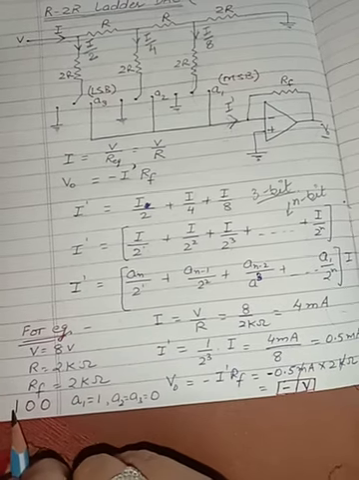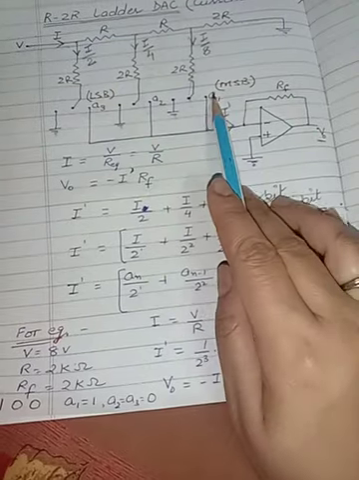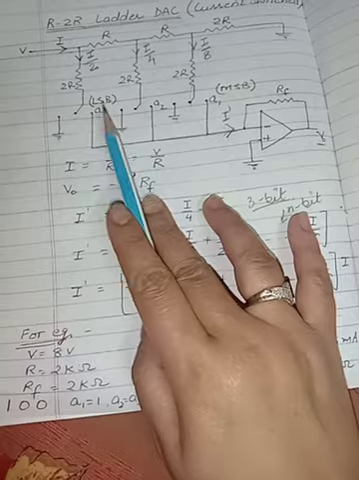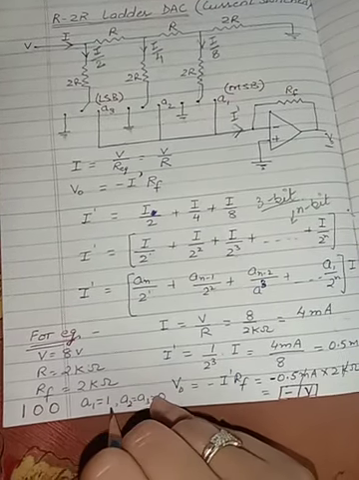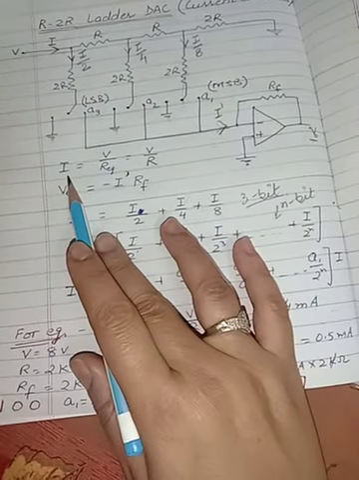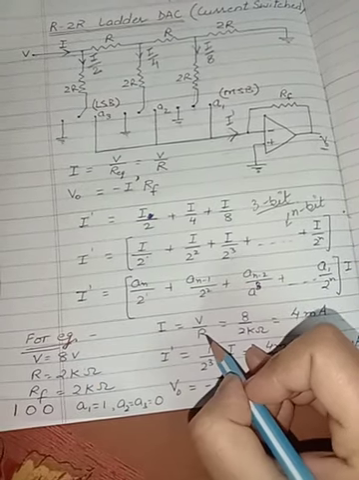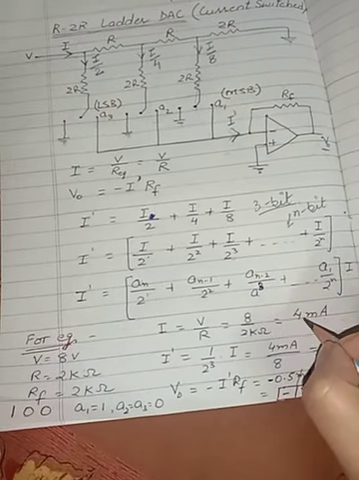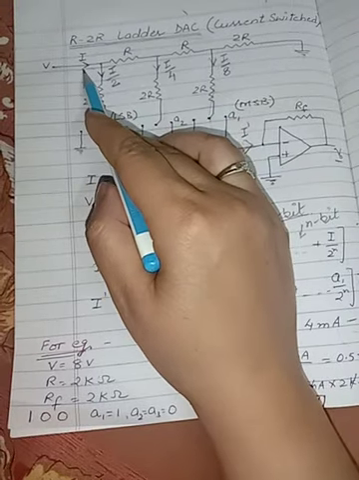If this is 100, that means A1 here, because here we are considering the MSB and here we will be taking the LSB. So the MSB over here is 1, that means A1 is equal to 1, A2 and A3 are 0. First of all, finding the current I of the circuit, that will be equal to V over R, that means 8 over 2 kilo ohms. Here we will be getting 4 milliamperes. This is the current that is entering into the circuit.